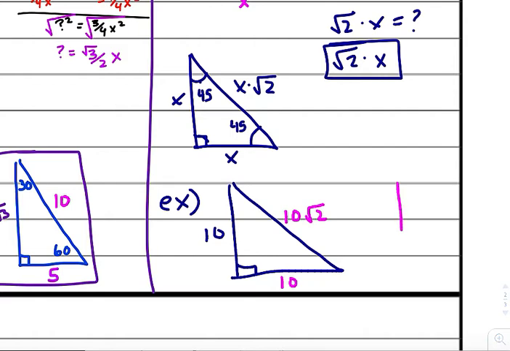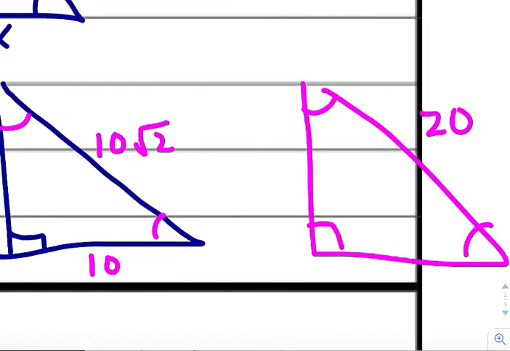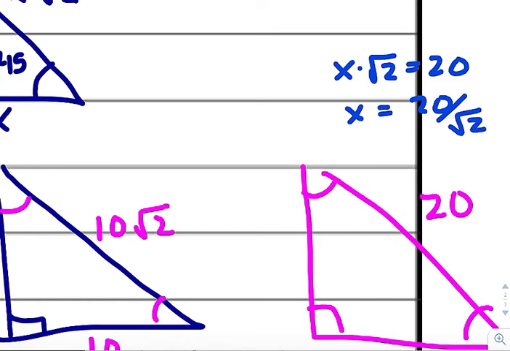We can also work backwards. So let's say we have another 45, 45, 90 triangle, isosceles, and all I know is that this side is 20. I'm using the same relationship but going backwards. I know that 20 is the result of the side length times the square root of 2. And so the side length x times the square root of 2 equals 20, which means my side lengths x are going to be 20 divided by the square root of 2.